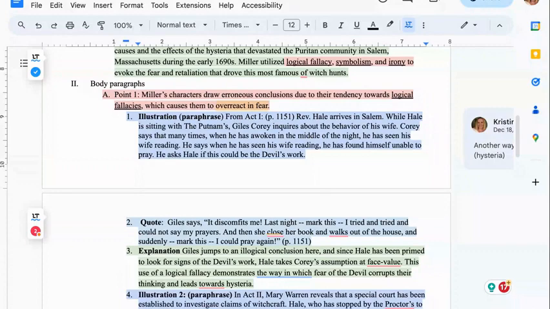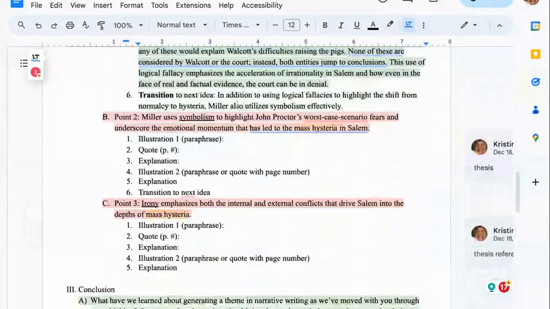And once I have my point set, what I'm going to do is fill all the red ones in first. So here's my other reds filled in. Here's my symbolism sentence, and here's my sentence about irony.